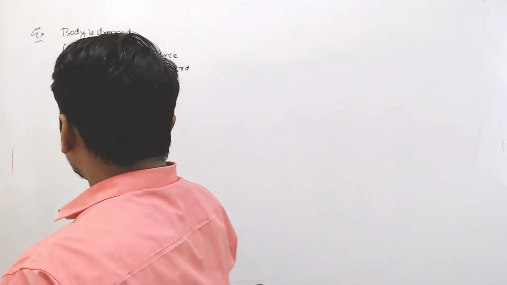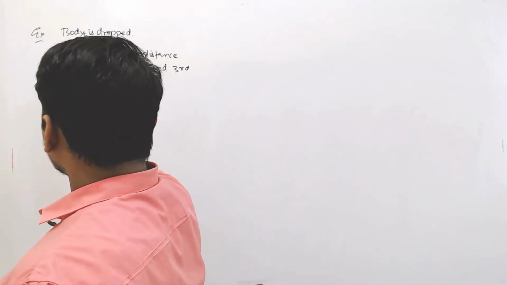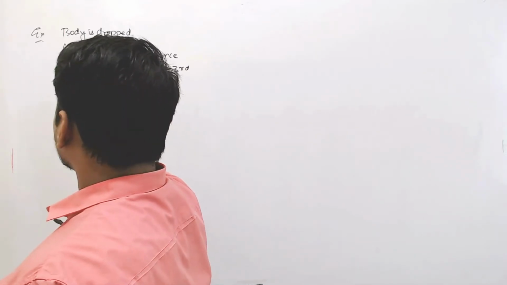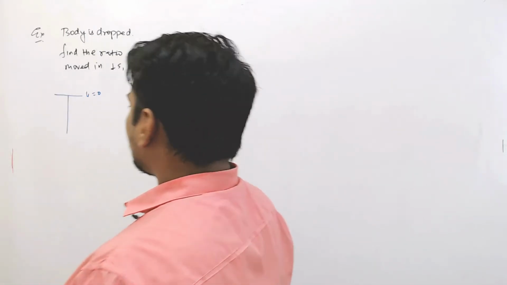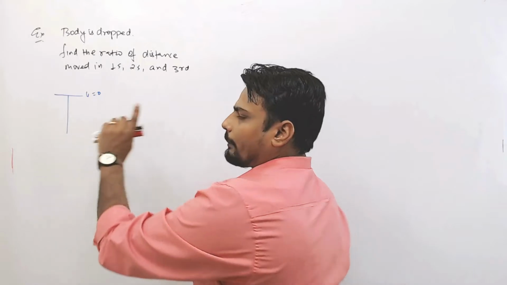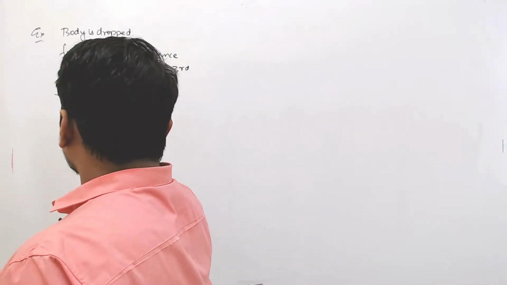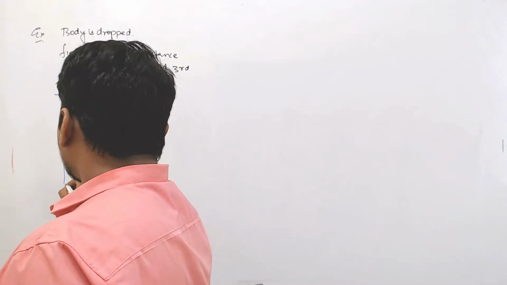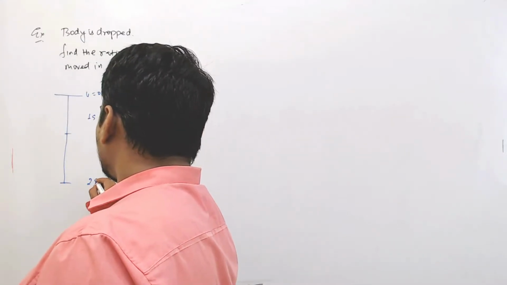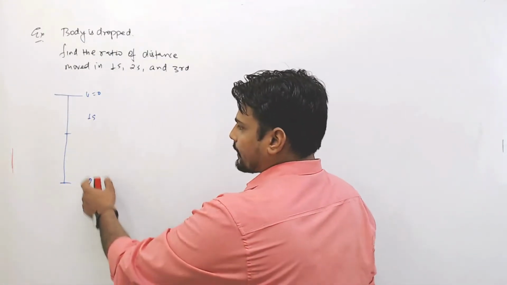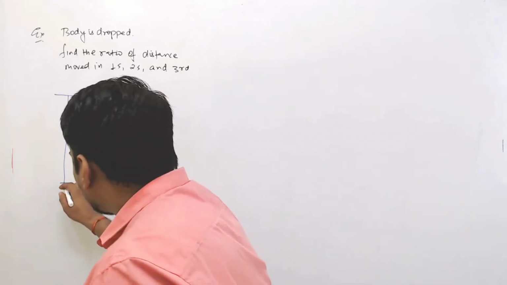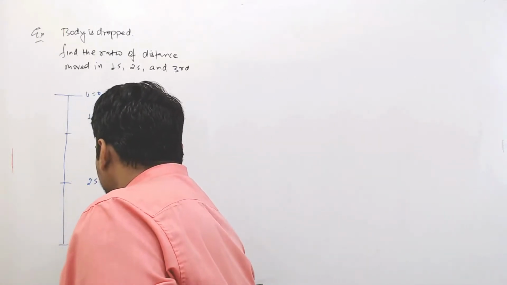अच्छी बात है. So let's suppose the body is dropped. यहाँ से body drop किया गया, initial velocity is 0. So let's suppose in 1 second the body comes over here. Maybe a certain value of height is covered in 1 second. So this is the 1 second. Let's say दूसरे second में the body is here. At the end of second second the body is here, and at the end of third second, let's say the body is here.